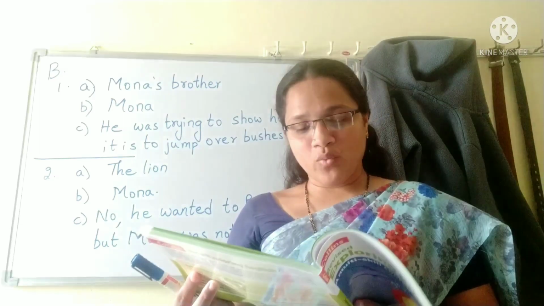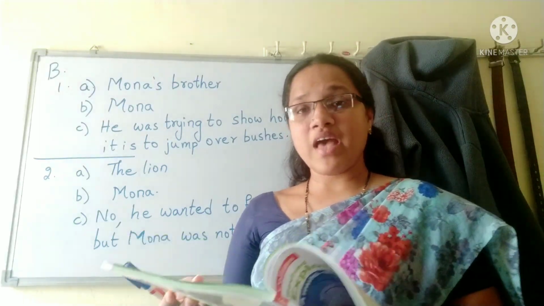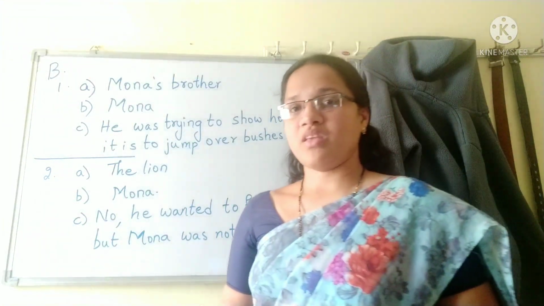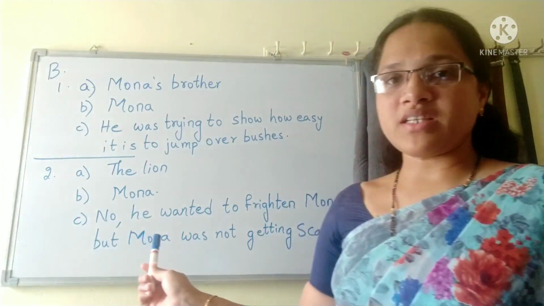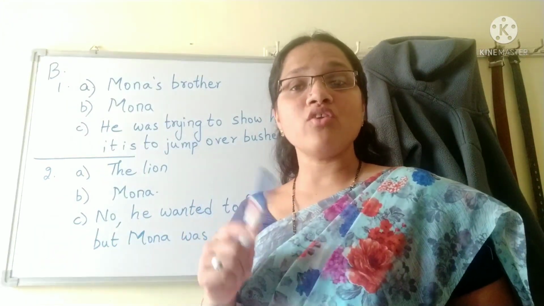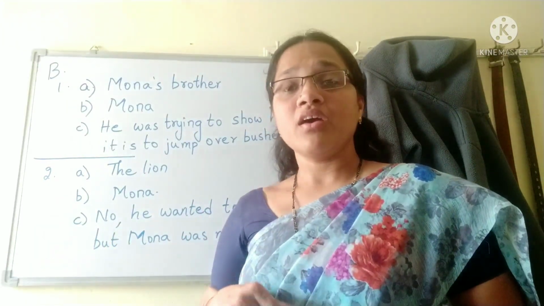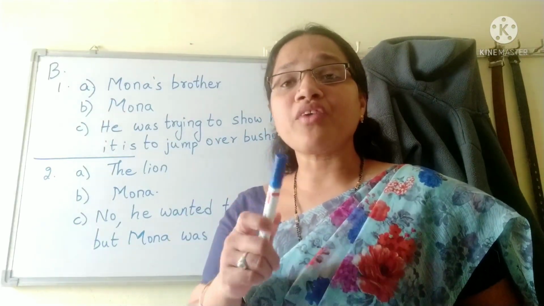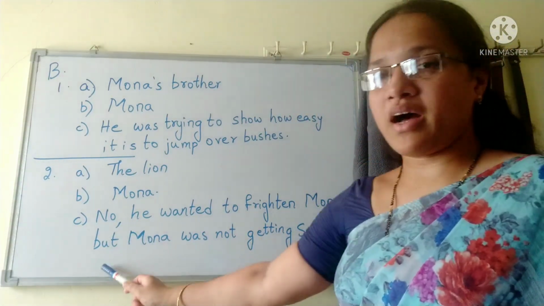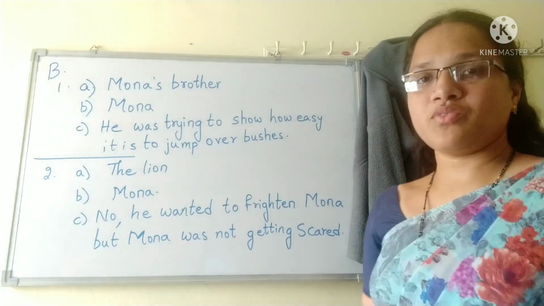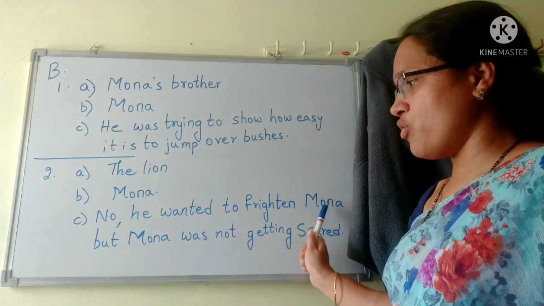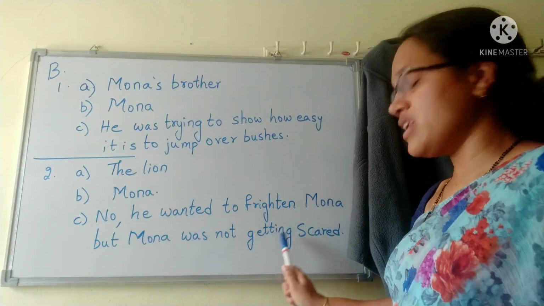Was the speaker happy when this was said? Was he happy when this was said? No. Certainly not. He is not happy, isn't it? So, just frame it into a sentence and write: he is not happy when he's saying this. Why? Because Mona is not scared of the lion. Whoever sees the lion usually runs back. They are afraid. So, no. He wanted to frighten Mona, but Mona was not getting scared. Okay. So, I'm repeating the answer once again. No. He wanted to frighten Mona, but Mona was not getting scared.